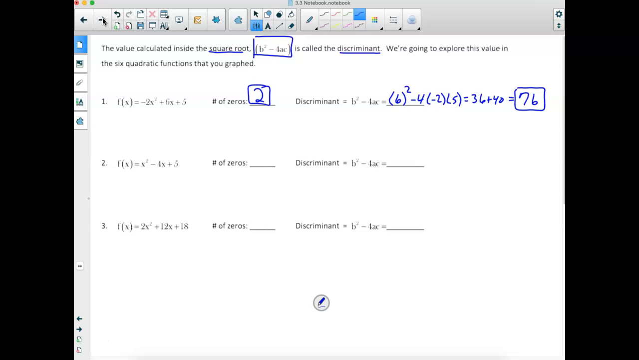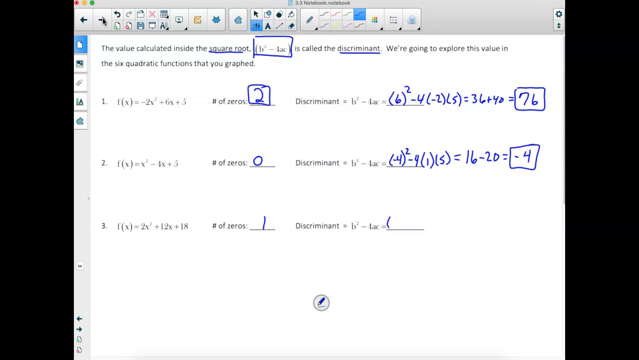Number 2, when I look at that graph, I didn't have any x-intercepts. Well, what did that discriminant look like? When I'm looking at b squared, I take negative 4 squared minus 4 times a times c. That gives me 16 minus 20, and 16 minus 20 gave me negative 4. Okay? And number 3 had 1 zero.